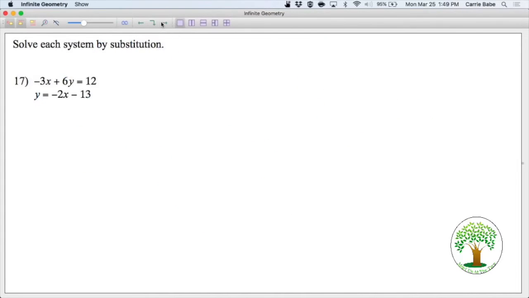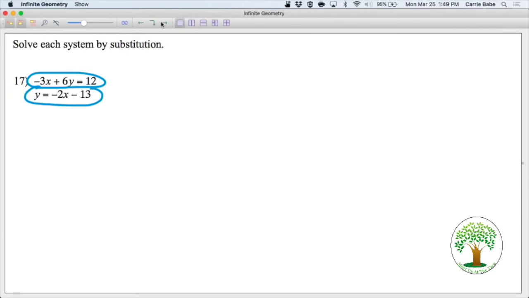Let's do number 17. This is another method. This is called substitution. I had somebody ask me about this one a moment ago. Notice that both of these equations are not done yet. I want you to notice that this one right up here is written in what we call standard form, and this one down below is written in slope-intercept form.